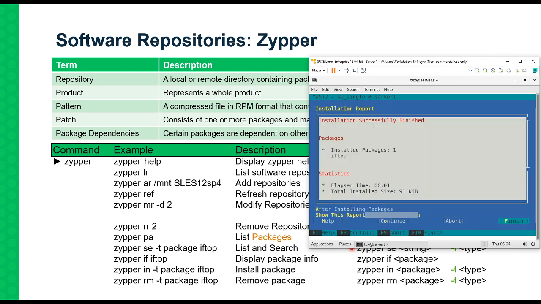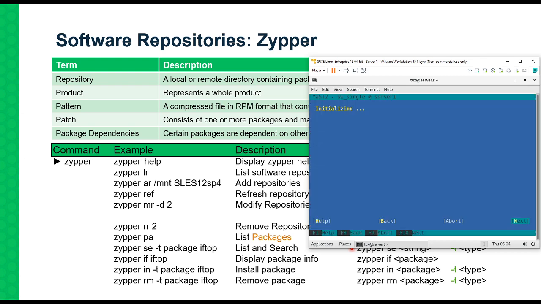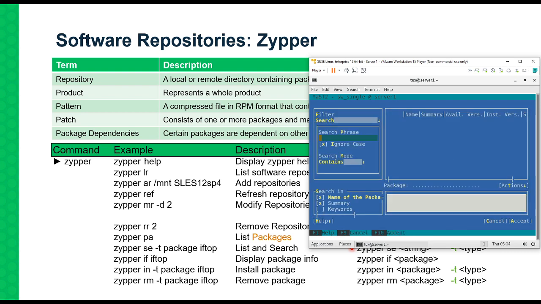And it installs our package and tells us, well done, our package is installed and finished. The same goes if you want to uninstall a package. So let's open up software management again. We go search for iftop. And now it shows us it's already installed. It's got an I in there. Why? Because we have installed it.